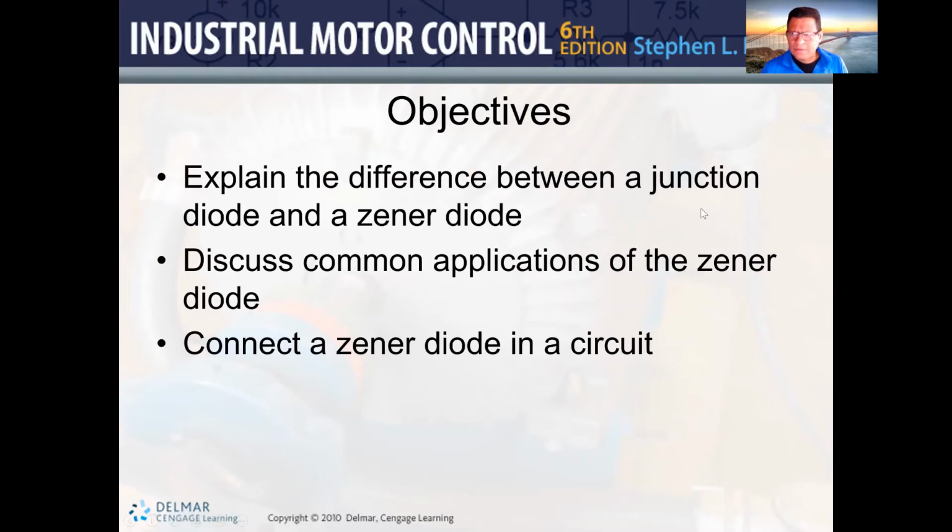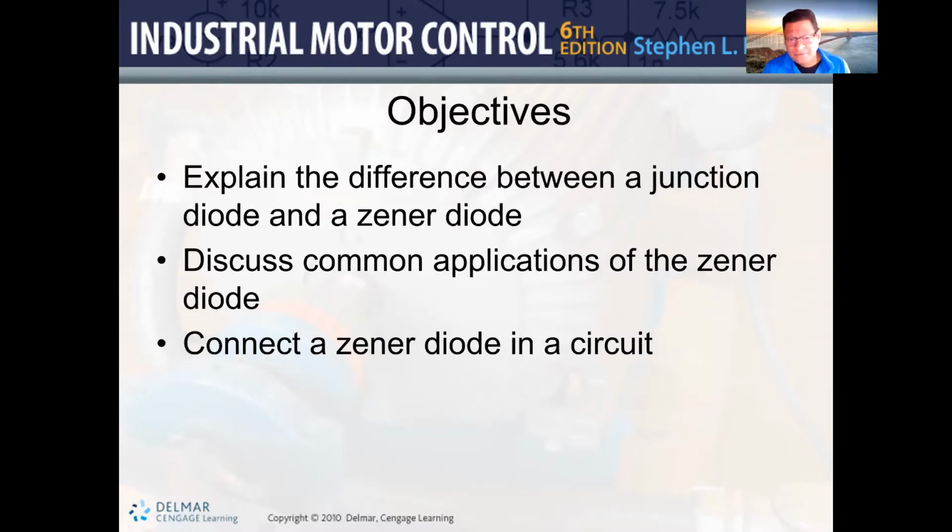So, diodes are usually called junction diodes. Why do we call them a junction diode? Any ideas why? Or some people call them a PN junction. Remember that? Because of the P-type and N-type material it's made of. Yeah, it's a P-type and an N-type material.